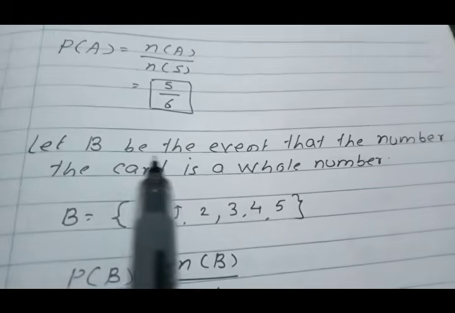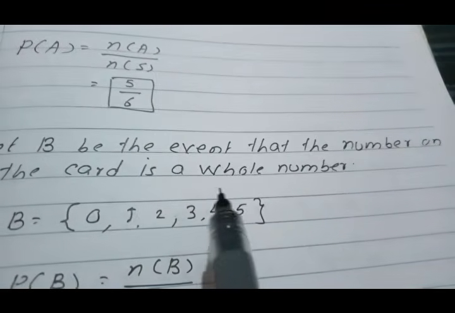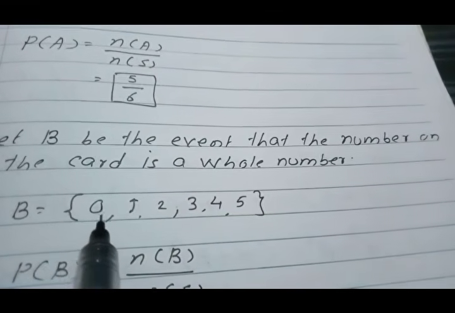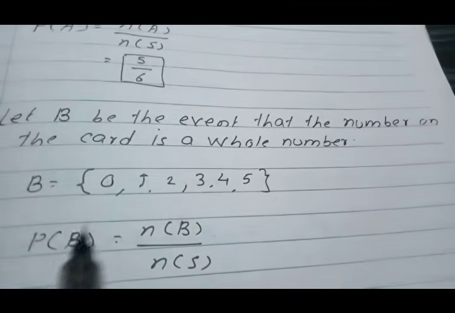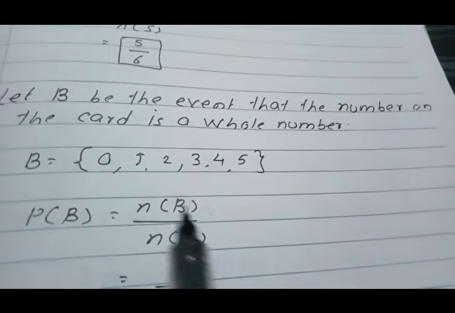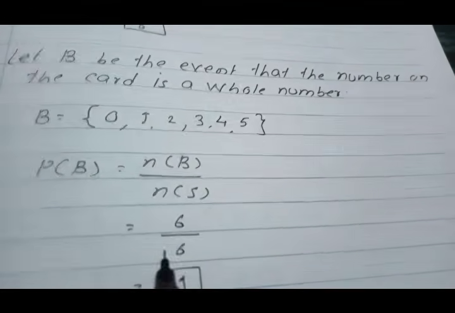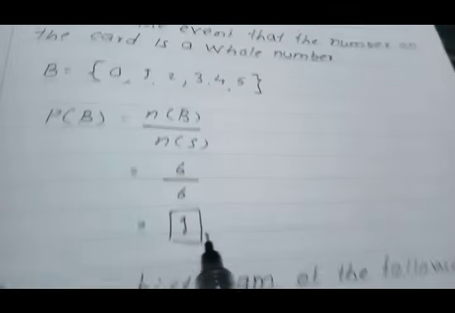Number 2. Let B be the event that the number on the card is a whole number. B is equal to whole numbers 0, 1, 2, 3, 4, 5. P(B) equal to n(B) upon n(S). Here n(B) is 6. So 6 upon 6, which is 1.